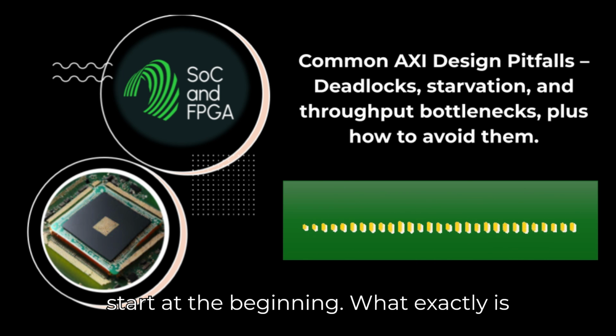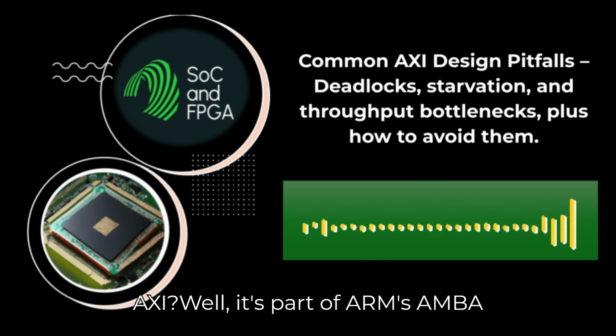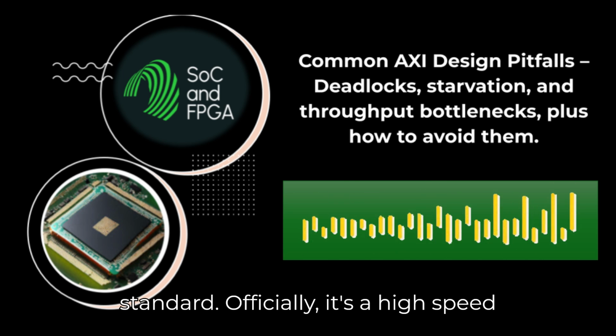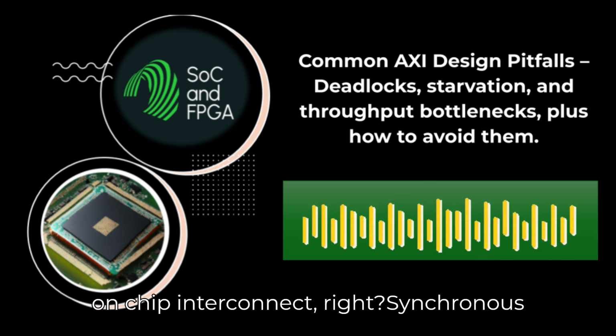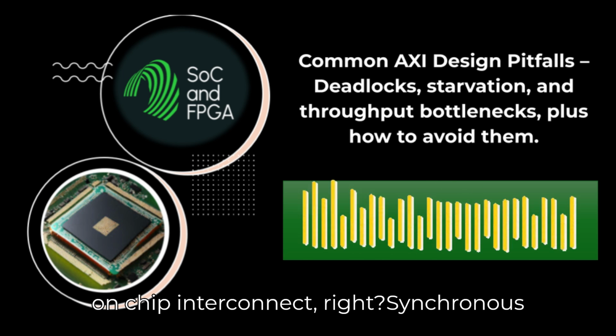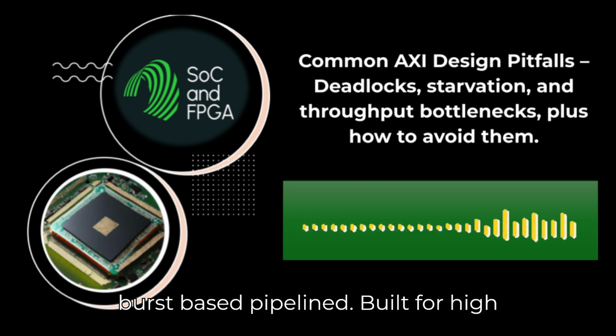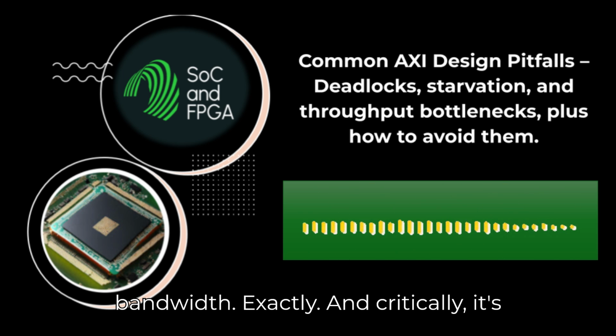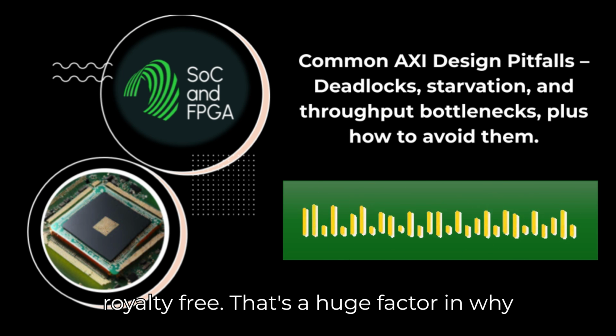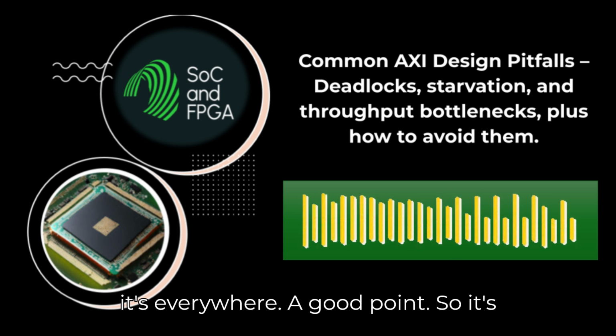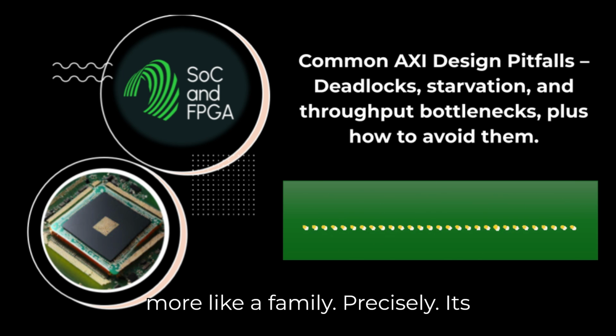Okay, let's start at the beginning. What exactly is AXI? Well, it's part of ARM's AMBA standard. Officially, it's a high-speed on-chip interconnect. Right. Synchronous, burst-based, pipelined, built for high bandwidth. Exactly. And critically, it's royalty-free. That's a huge factor in why it's everywhere. A good point. So it's not just one single protocol, is it? It's more like a family.